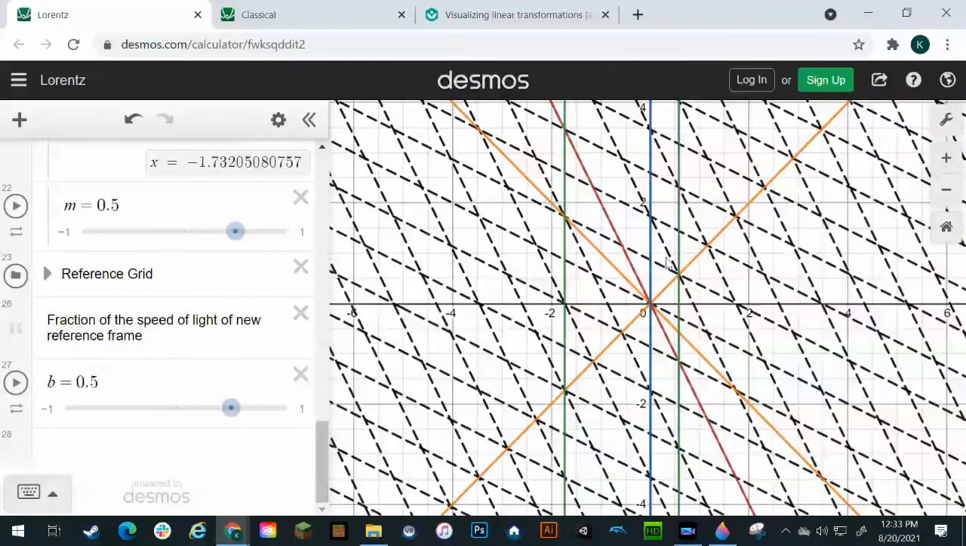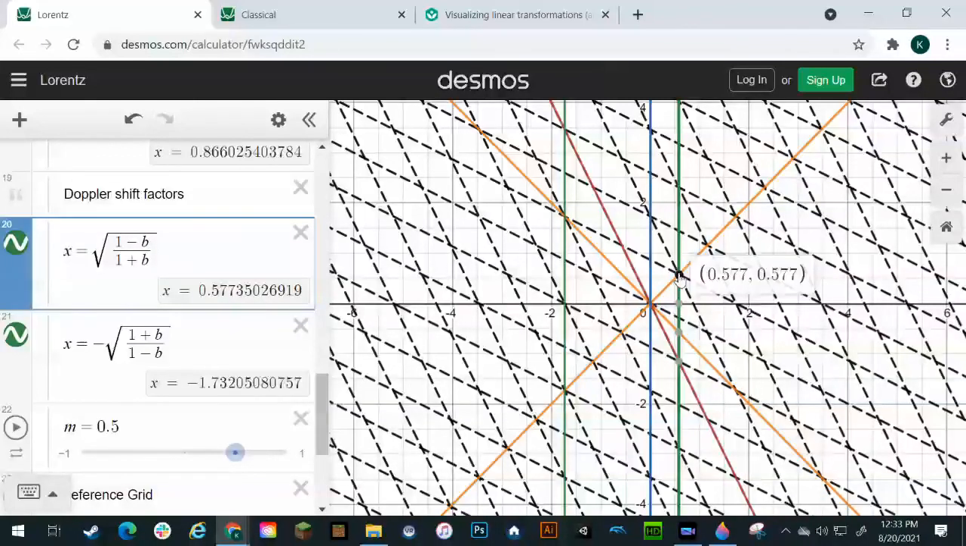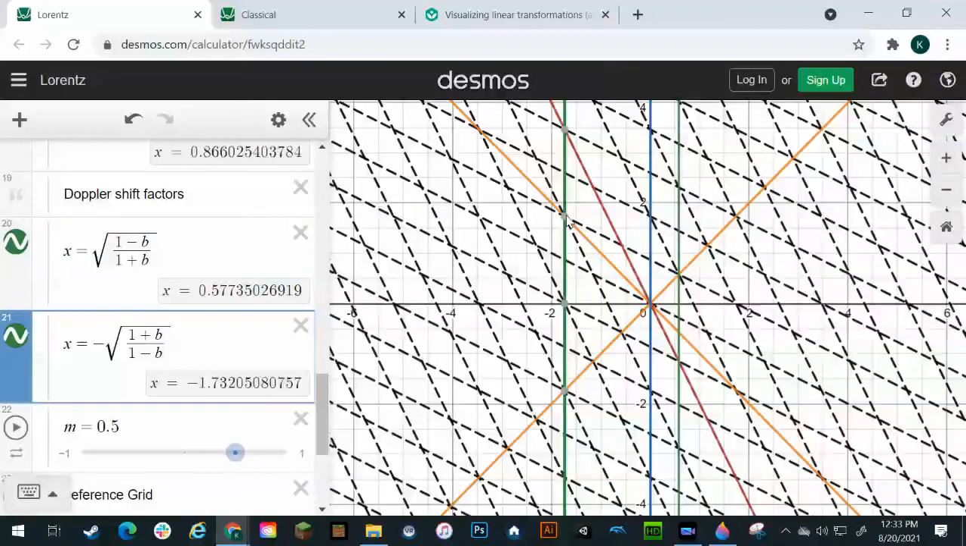In Carl's reference frame, those wavelengths, those intersections, are drastically different. This intersection has moved all the way to 0.577 on the x-axis, and the light moving away from Bob has a much longer wavelength of 1.732. So light going in the same direction as Carl seems to have a shorter wavelength, and light moving away from him seems to have a longer wavelength. This is called the Doppler shift.